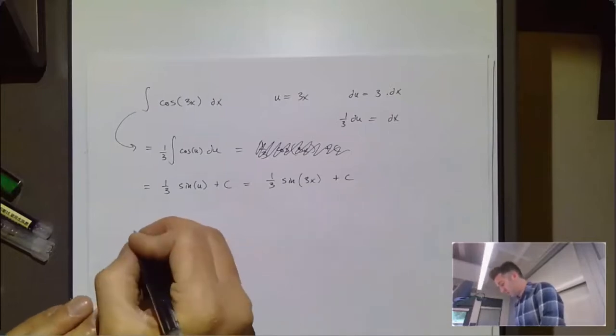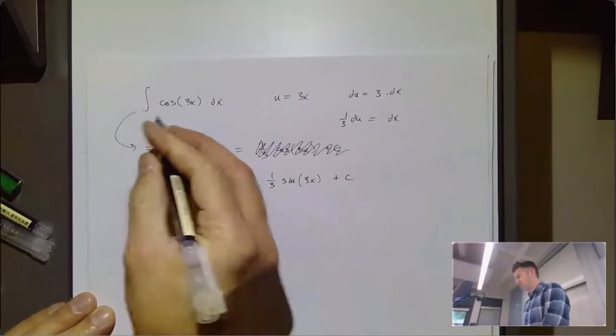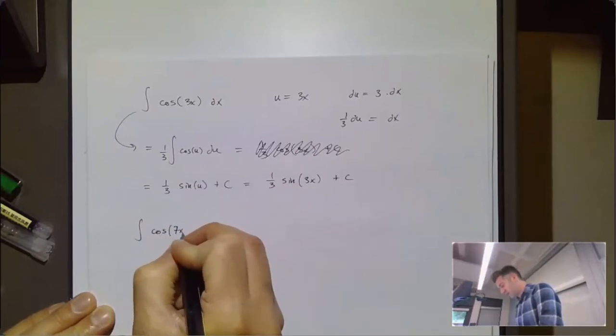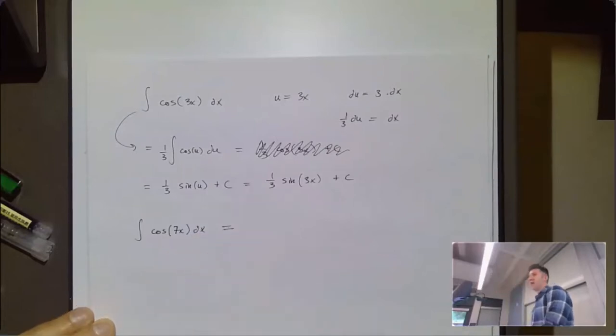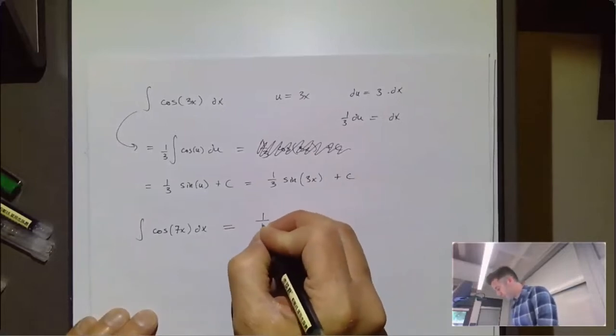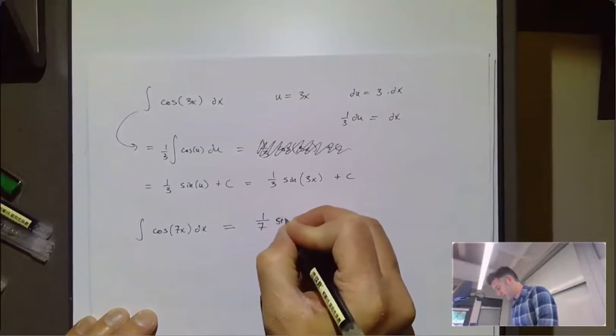So without doing any work, we should be able to say the integral of cosine of 3x dx is 1/3 sine of 3x. The integral of cosine of 7x dx, I feel like you could all write down the answer without actually doing any substitution. I'm going to give you a moment to do that. You should be getting 1/7 times sine of 7x.